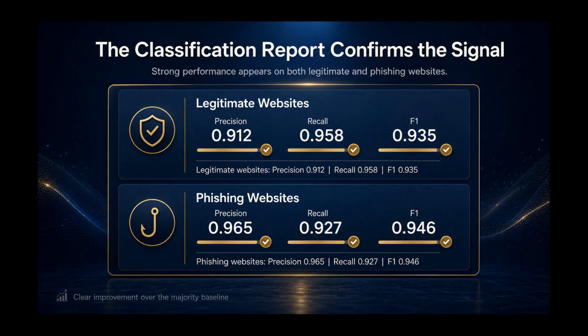For legitimate websites, the model reaches 0.912 precision, 0.958 recall, and 0.935 F1. For phishing websites, it reaches 0.965 precision, 0.927 recall, and 0.946 F1. That means when the model flags a site as phishing, it is usually correct. And when a site is legitimate, the model usually lets it pass without unnecessary friction.